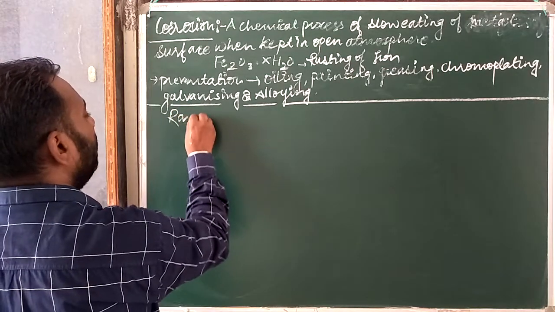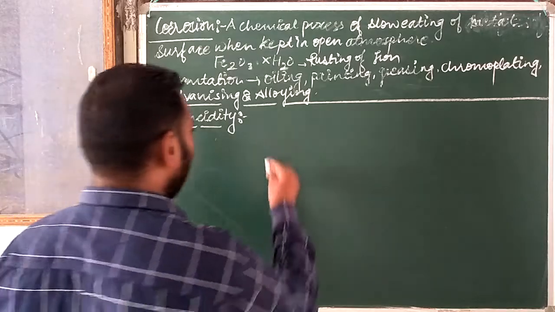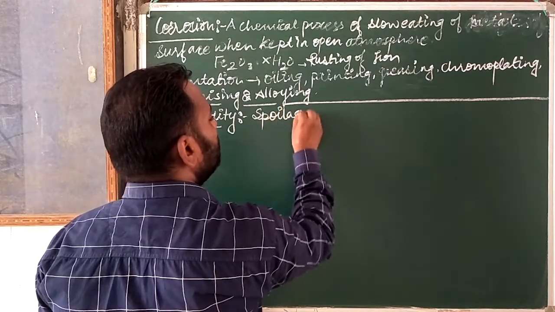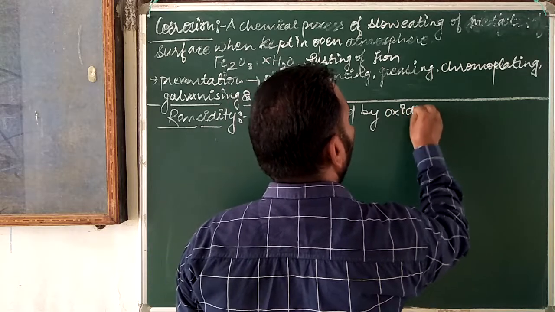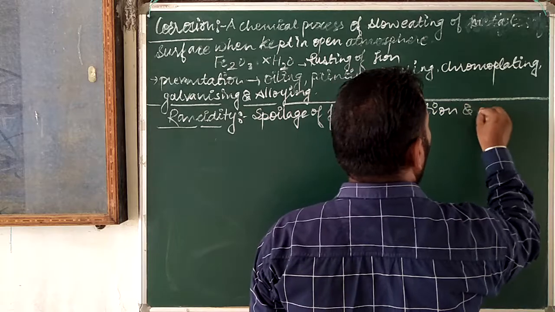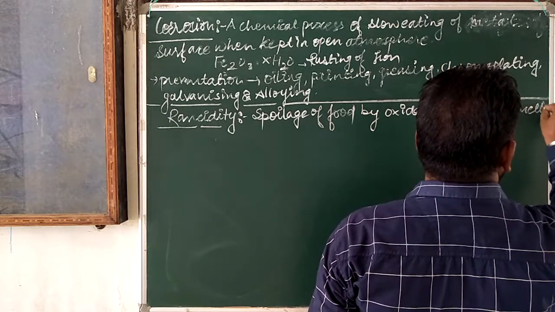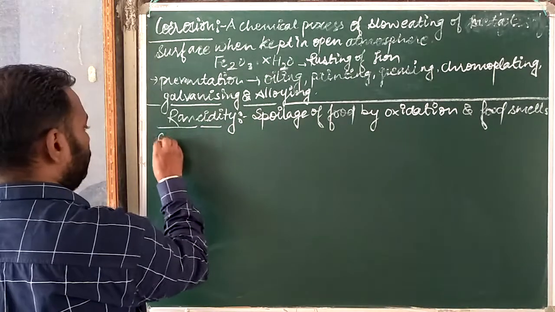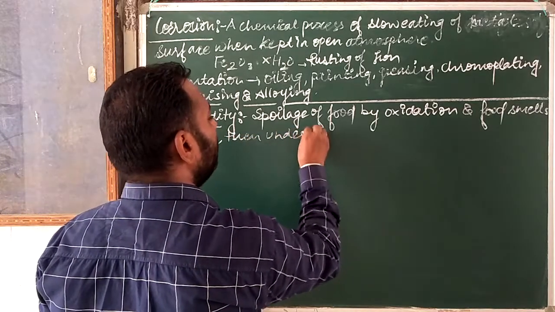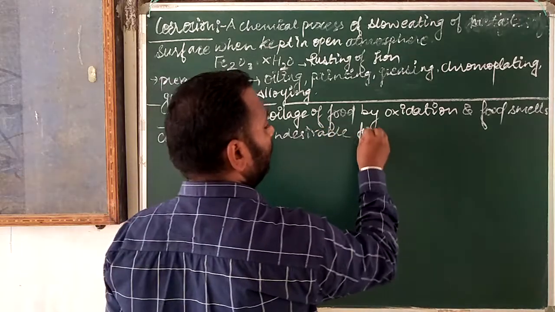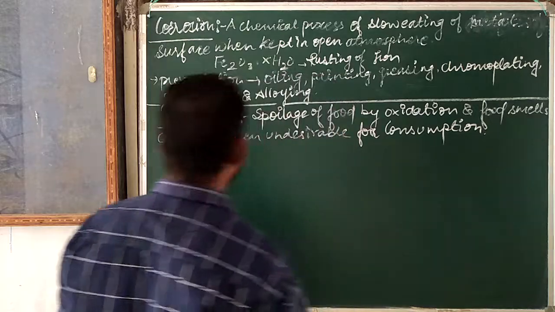Next is rancidity. Rancidity is the spoilage of food by oxidation, and the food smell changes when it becomes undesirable for consumption. So, spoilage of food by oxidation.